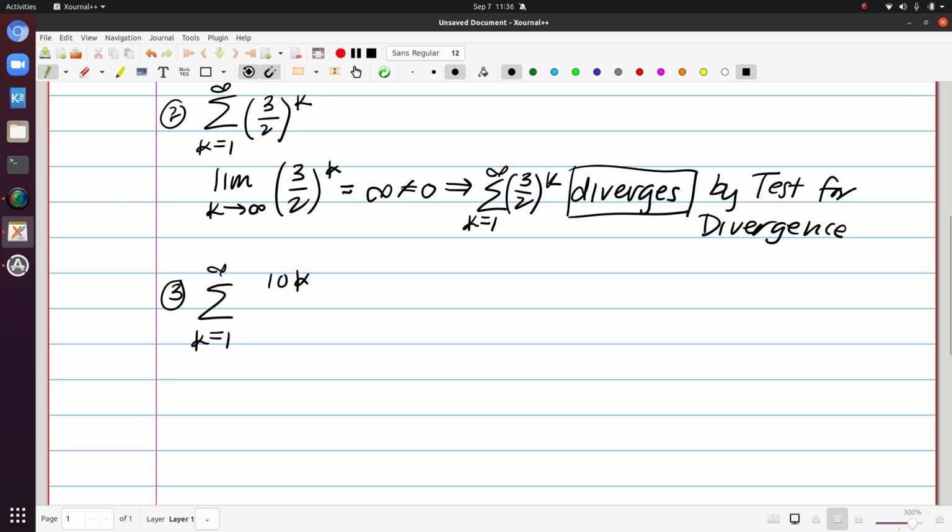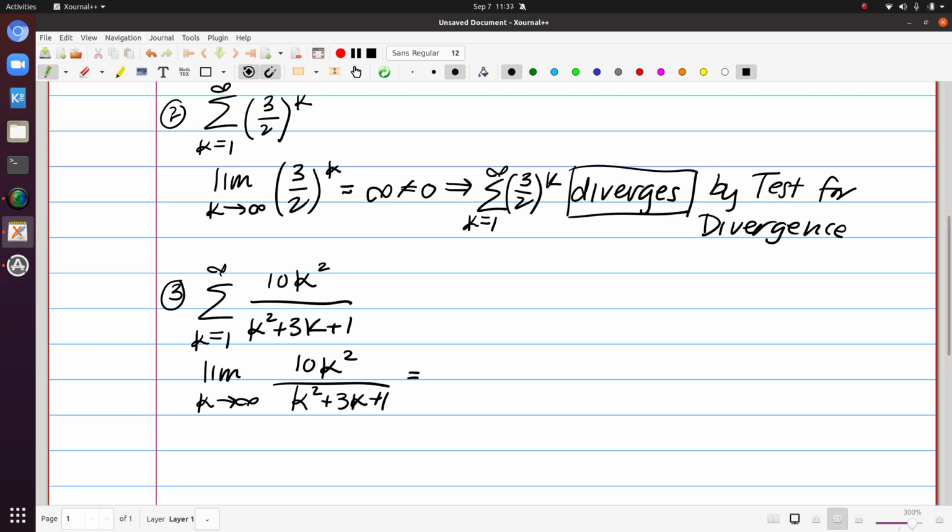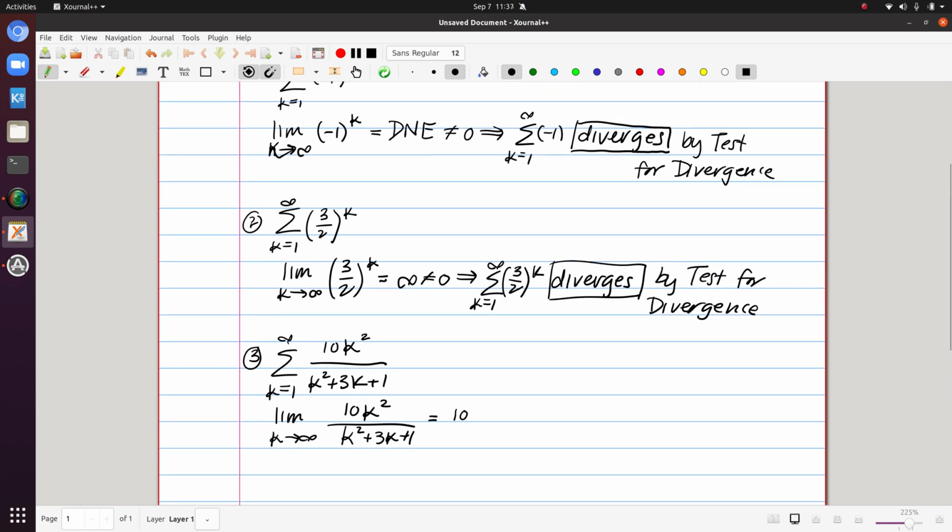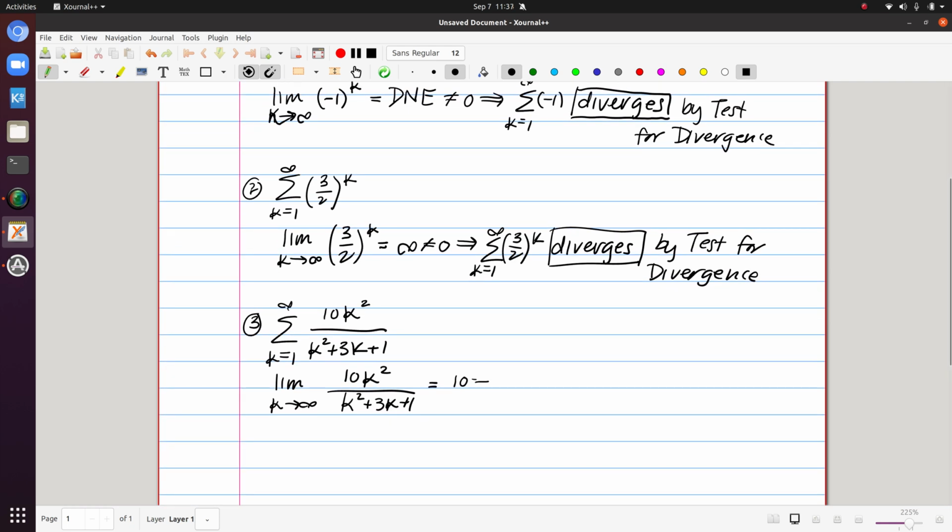And suppose we have 10k squared over k squared plus 3k plus 1, and we're summing that from 1 to infinity. Again, taking the limit of the terms of this series. Notice that I have a degree 2 polynomial on the top as well as on the bottom. So I could then take the ratio of leading coefficients. The coefficient of k squared on the top is 10, the coefficient of k squared on the bottom is 1. So that means that this limit would be 10 over 1, or 10. So this limit exists and it's finite, but it's not equal to 0.